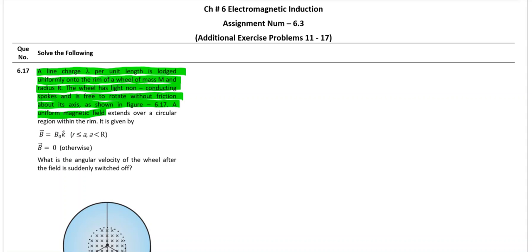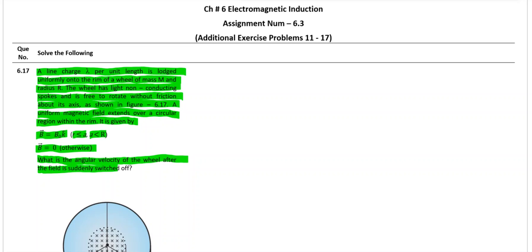A uniform magnetic field extends over a circular region within the rim. It is given by B equal to B0 k cap, and it is only for the distance up to a, where a is less than the total radius. Otherwise, the magnetic field is 0. The question is, what is the angular velocity of the wheel after the field is suddenly switched off?